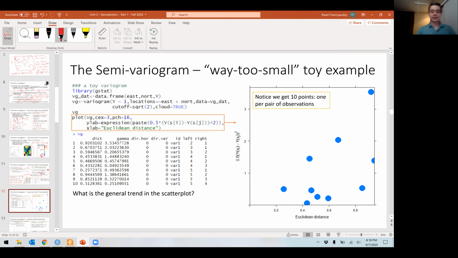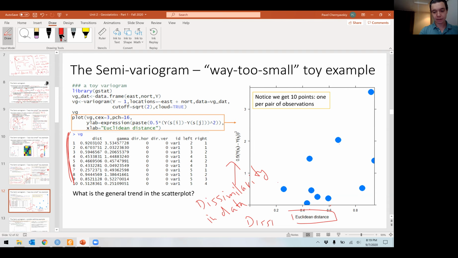If you count, I have 10 points: 1, 2, 3, 4, 5, 6, 7, 8, 9, 10 points. And this is simply a plot of my 10 pairs. So my question is, what is the general trend in this scatter plot? Remember that the y-axis gives us a measure of dissimilarity in the data, and my x-axis gives me a measure of dissimilarity in location.